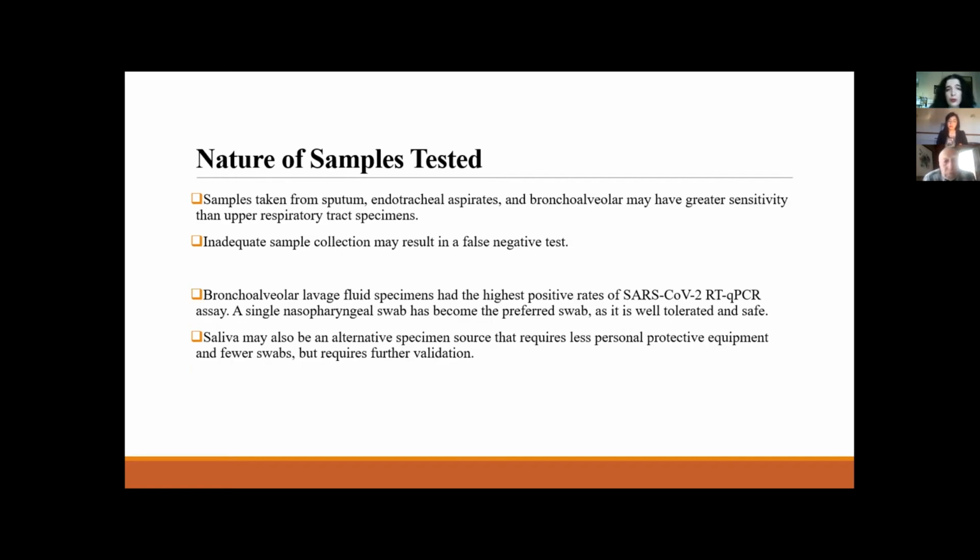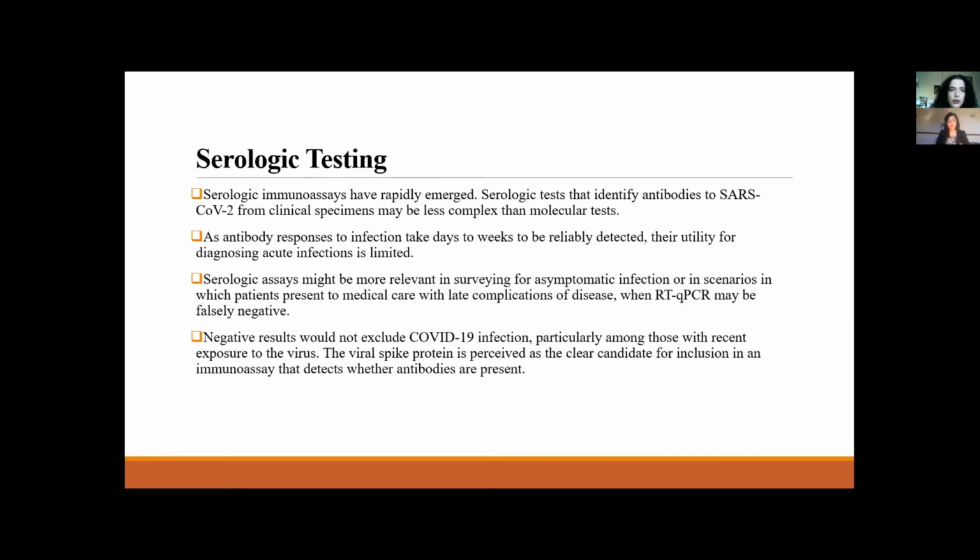Samples taken from sputum, tracheal aspirates, and bronchoalveolar lavage may have greater sensitivity than upper respiratory tract specimens. Inadequate sample collection may result in a false negative test. Bronchoalveolar lavage specimens had the highest positive rates of SARS-CoV-2 RT-qPCR assay. A single nasopharyngeal swab has become the preferred swab as it is well tolerated and safe. Saliva may also be an alternative specimen source that requires less personal protective equipment and fewer swabs, but requires further validation.